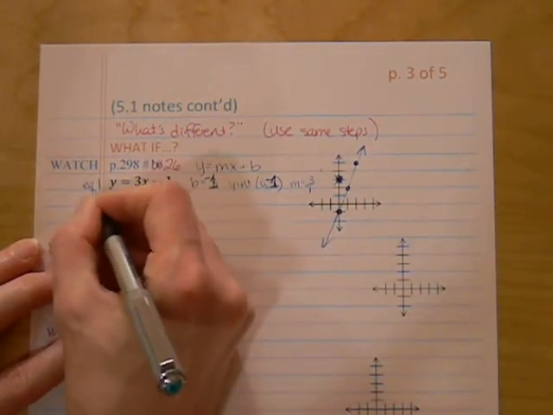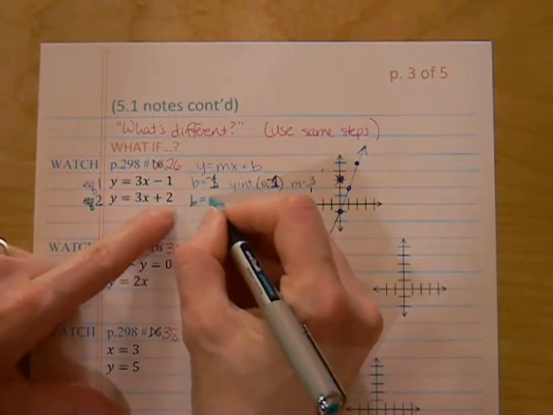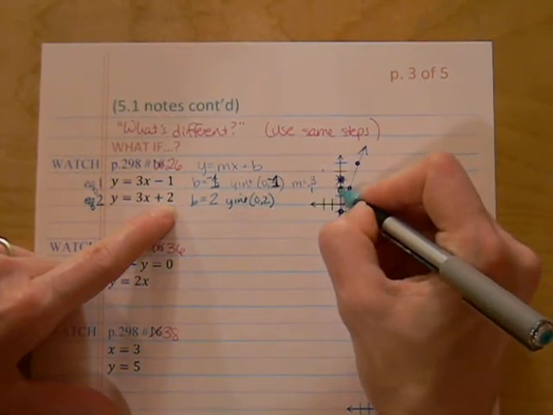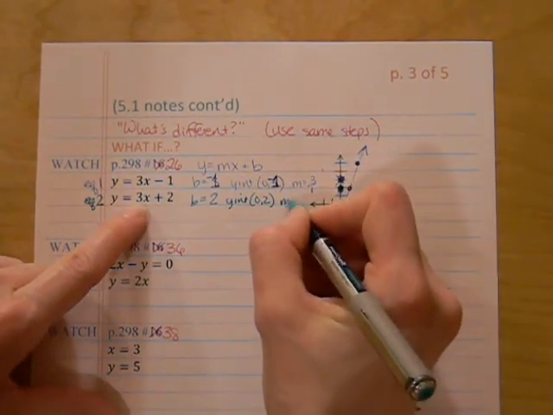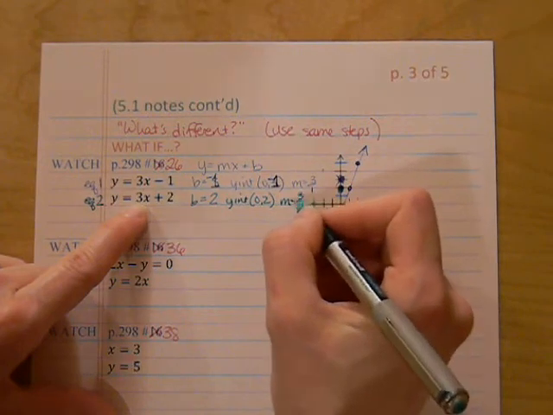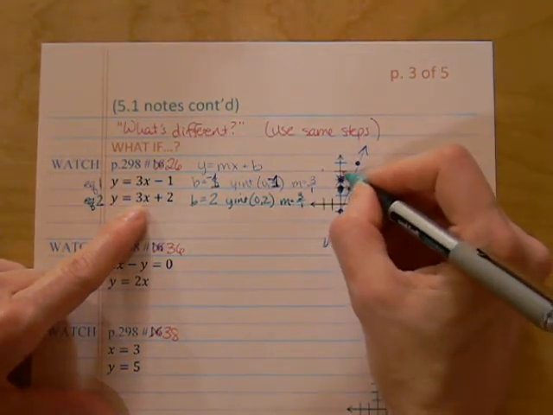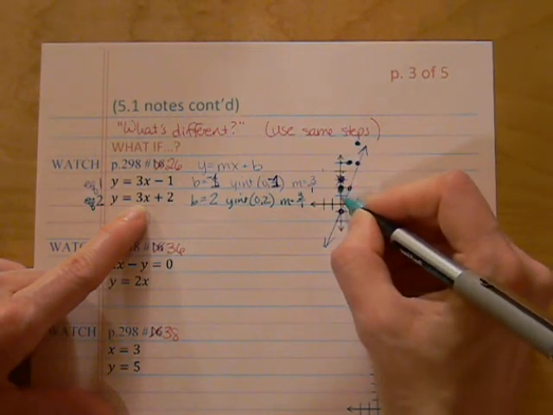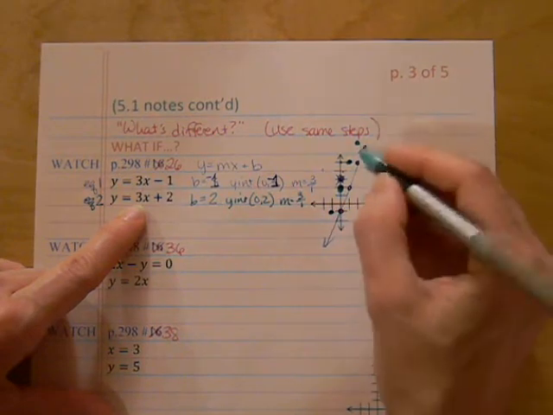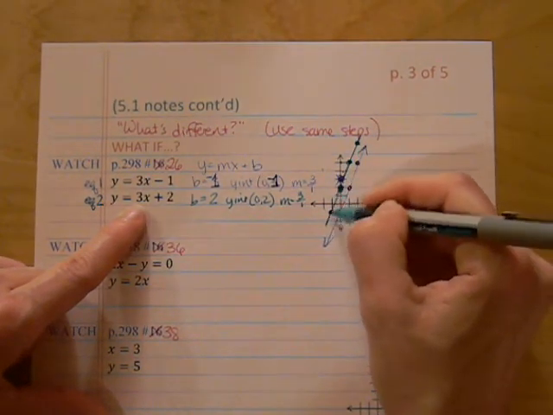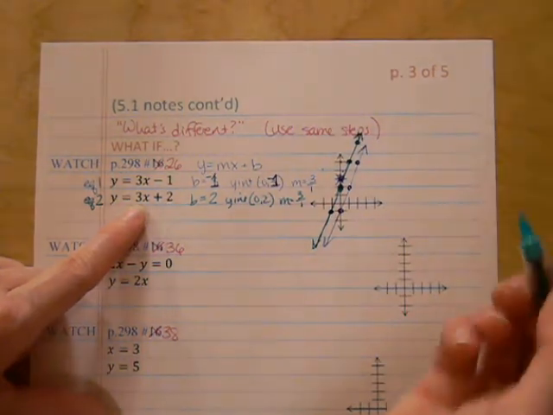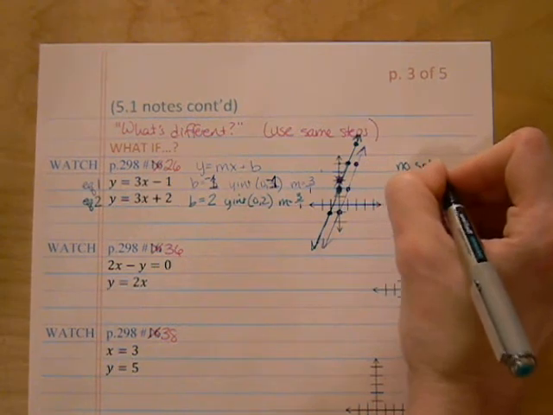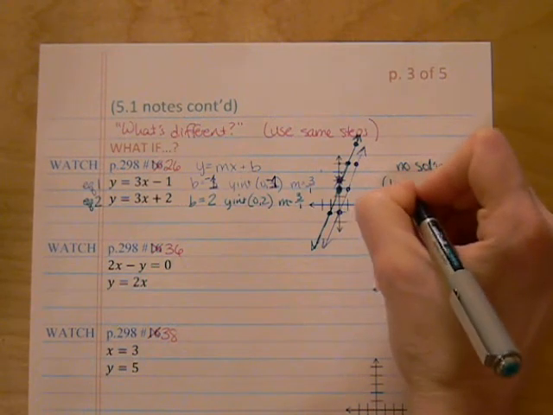And for the second equation, our b value is positive 2, which means our y-intercept is 0, 2. That's where we begin. And our slope is 3, or 3 over 1. Same slope as before. Up 3 to the right 1, up 3 to the right 1. You could go down 3 to the left 1, down 3 to the left 1. Those would all land you on the same line. And when you connect that, you notice that there's no solution here. The lines do not cross.